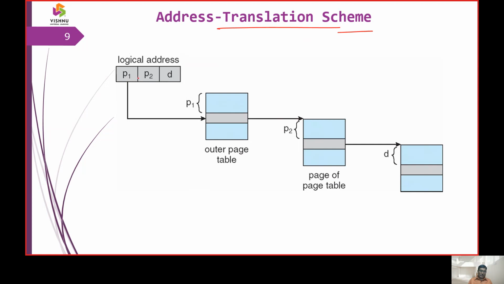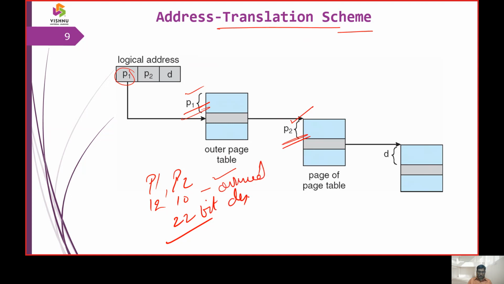As mentioned, the items are going to be mapped to the outer page table with P1. Then they are going to be mapped with the second page table P2 here. So P1 and P2 in this case are going to occupy 12 and 12, that is 22 bits is going to be taken up, and this is assumed as displacement.